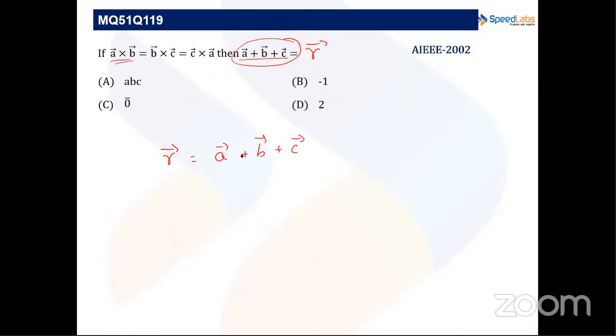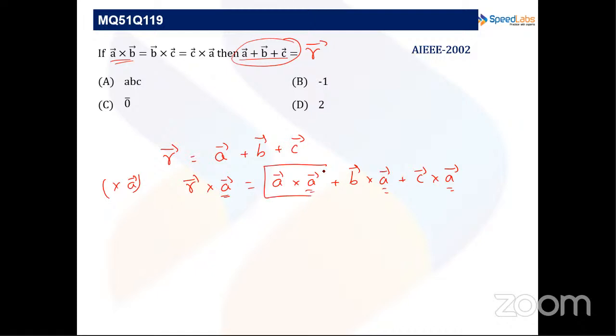Let's cross multiply both sides with A. So we will get R cross A equals A cross A plus B cross A plus C cross A. If you are multiplying, either multiply it on the right hand side or on the left hand side. So we have multiplied it on the right hand side. So A cross A will be 0.